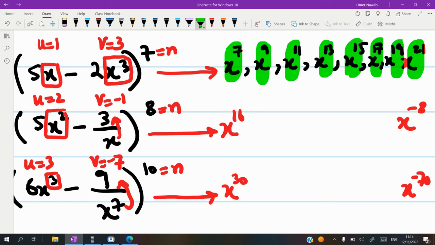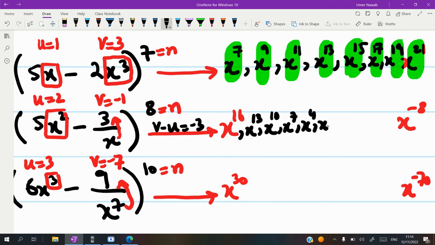Now, if it is the second one, can you apply the same procedure? What is v minus u? Minus 1 minus 2 is minus 3. Since my v minus u is -3, each time the power will decrease by 3. So the powers are 16, 13, then 10, then 7, then 4, then 1, then -2, then -5, and then -8.